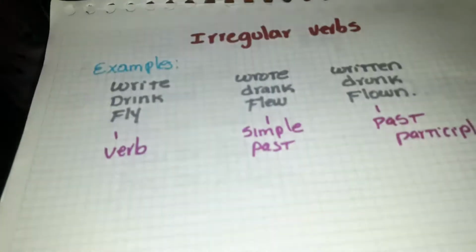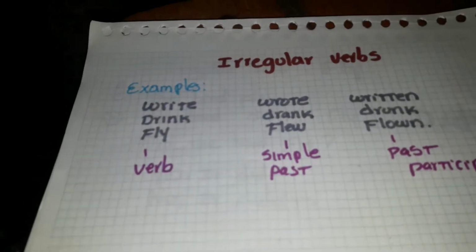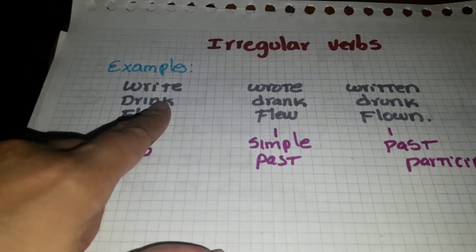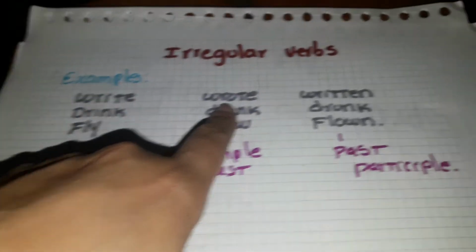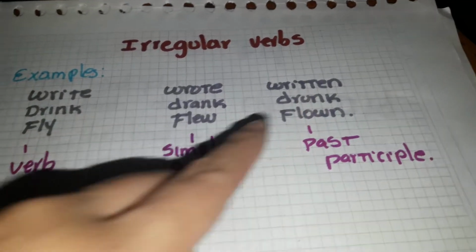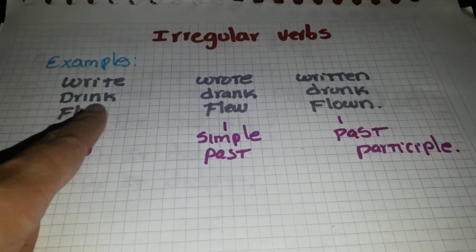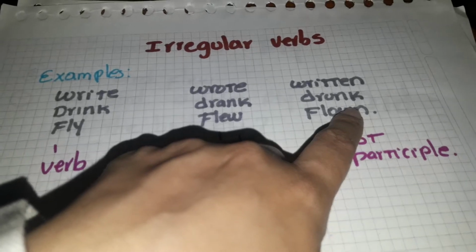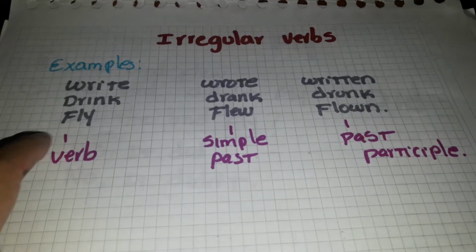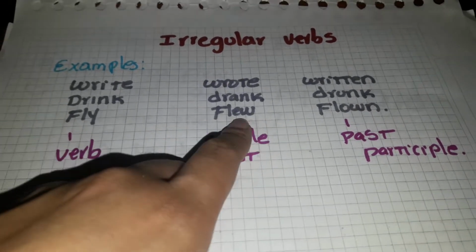Okay. Irregular verbs. Pay attention. This is an irregular verb. For instance, write, the simple past is wrote, and the past participle, written. Another example, drink, the simple past is drank, and the past participle drunk. Fly, the simple past is flew, and the past participle flown.